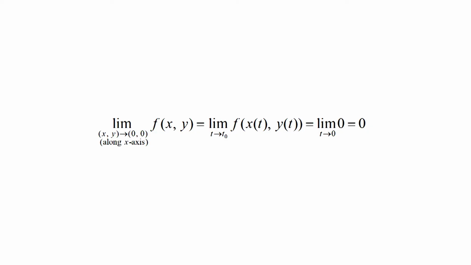As the parameter corresponding to the point (x naught, y naught) equal to (0, 0) equal to (t naught, 0) is t naught equal to 0, it follows that the limit as (x, y) approaches (0, 0) along the x axis of f of x y is equal to the limit as t approaches t naught of f of x of t, y of t, which is equal to the limit as t approaches 0 of 0, which is equal to 0.